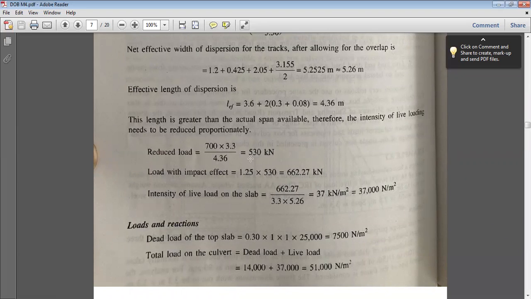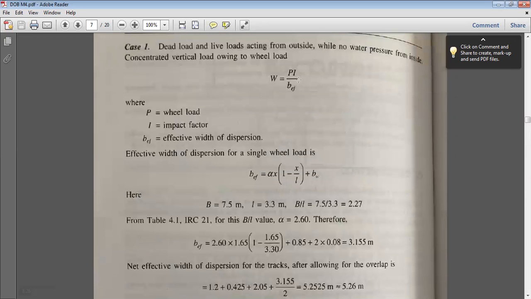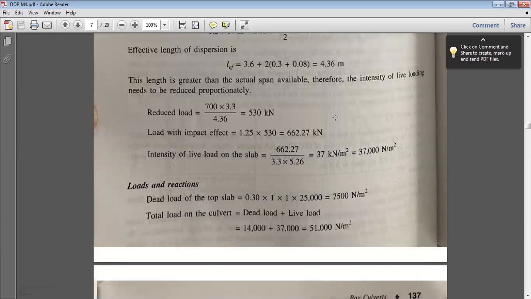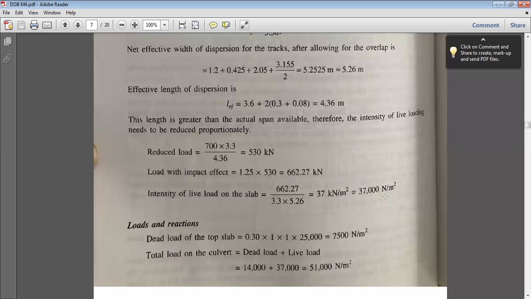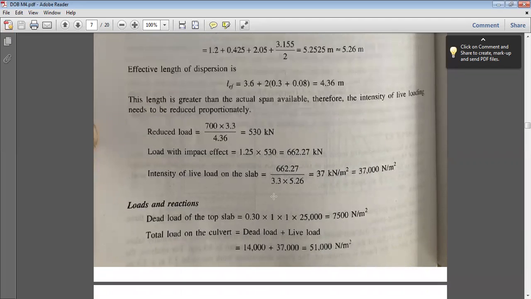Now the load with impact factor. An impact factor of 25% is there for class AA tracked vehicle. You can check IRC 21. So 662.27. So the intensity of live load is P by A, 662.27 divided by the effective area, that is 3.3 into 5.26. 3.3 into 5.26, that is the length of dispersion and width of dispersion, will give you the area of dispersion. The intensity of live load on the slab is 37,000 Newton per meter square.